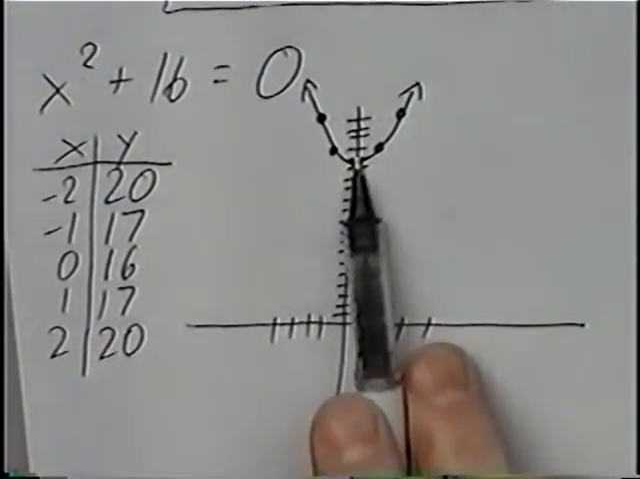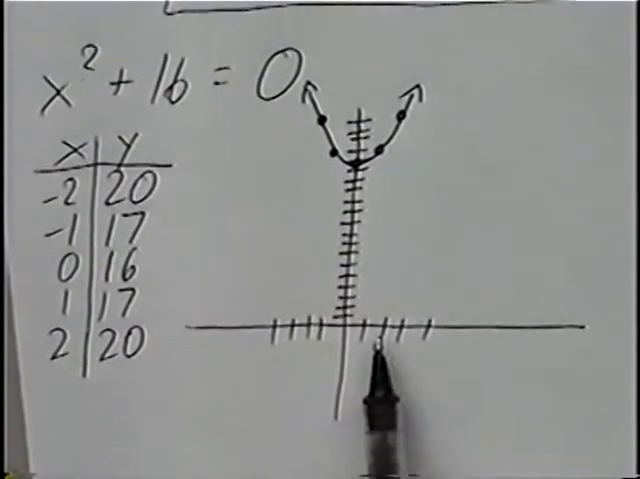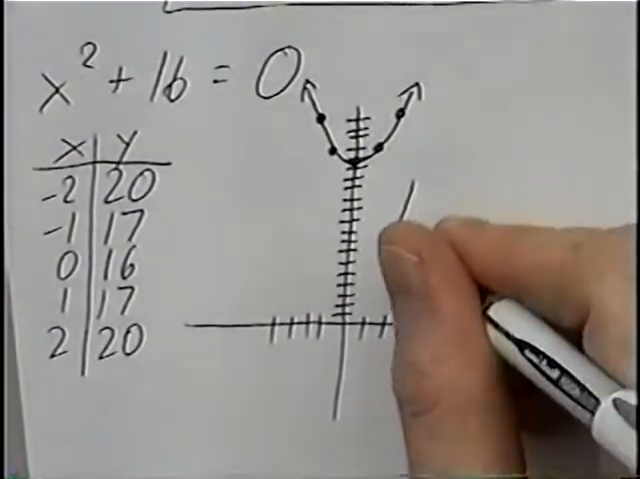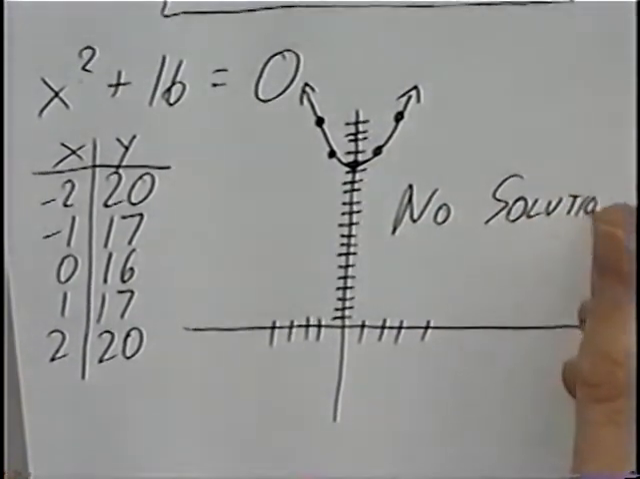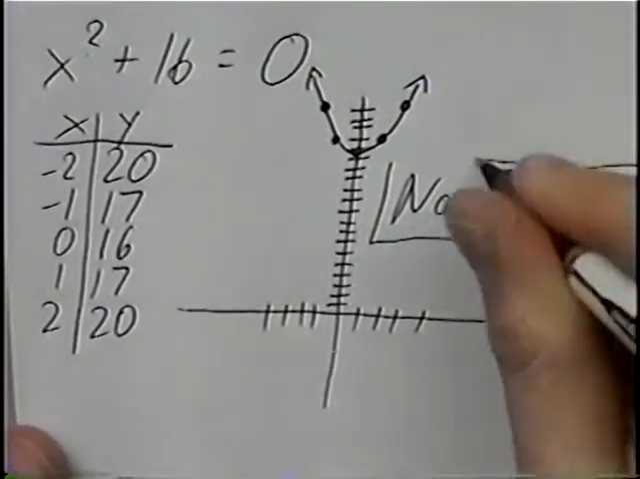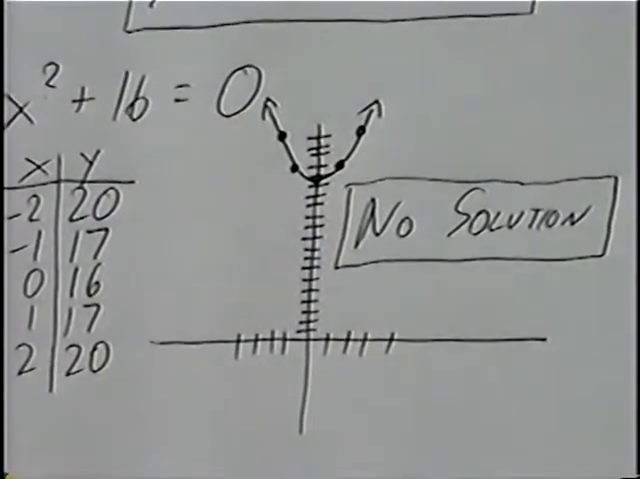So what this means is the graph will never cross the x-axis, so the solution to the equation, since the graph will never cross and we cannot find an answer, the answer would be no solution. In this case, we have a parabola pointing up that will not cross the x-axis, which means the equation will never equal 0.